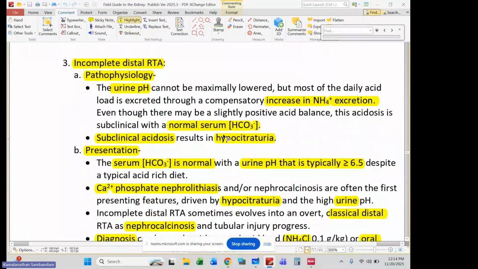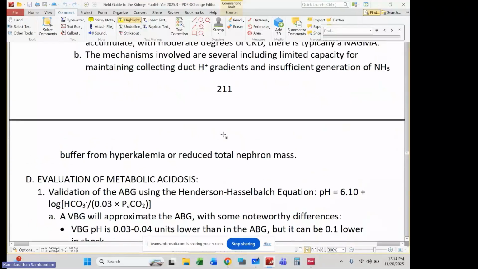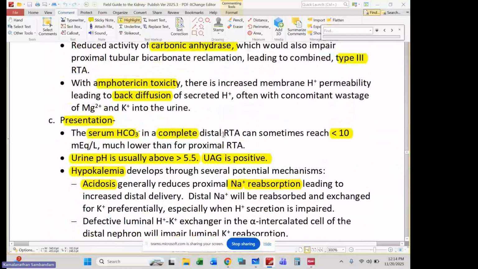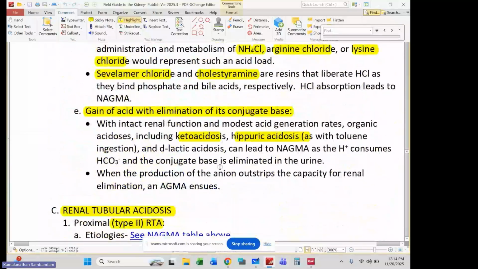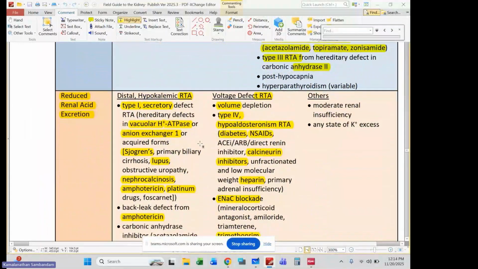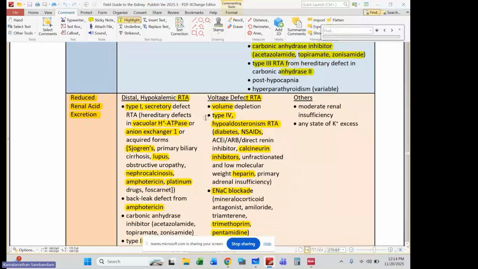So let's continue where we left off. We were talking about some of the distal forms of RTA. Let's ground ourselves in this summary table. We were talking about the causes of non-GAP metabolic acidosis related to reduced renal acid excretion. We reviewed the classic type 1 secretory defect. That is, it's often an H-ATPase defect resulting in a distal RTA. Again, in its classic form, we call it type 1 RTA.